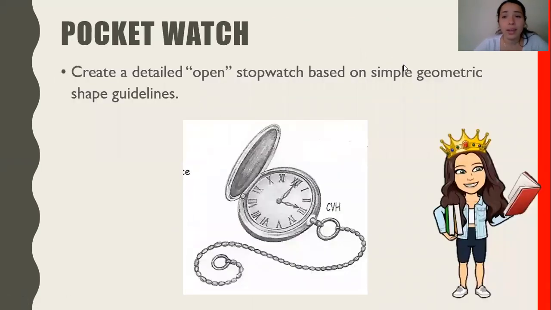I did not mean to do that. So today what we're going to do is a pocket watch. I want you to create a detailed open stopwatch based on simple geometric shape guidelines. I think for this one, it gives you a very basic shape, and it's not going to look exactly like this, but we're going to work on it the best we can.